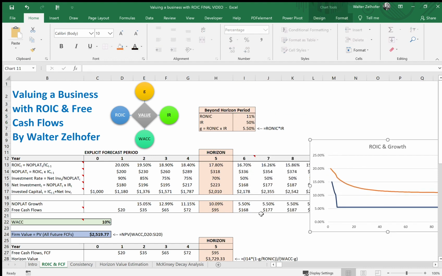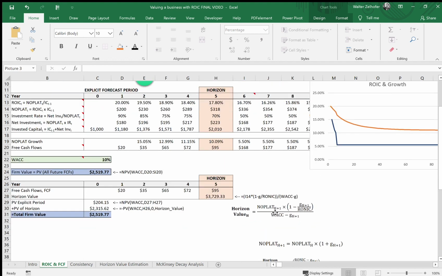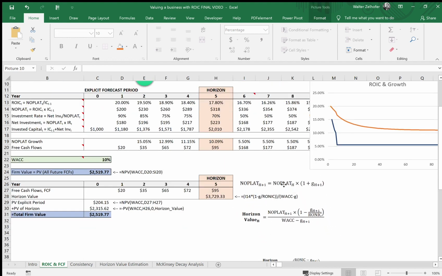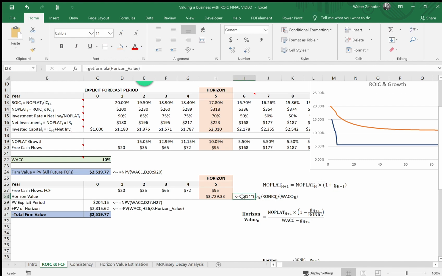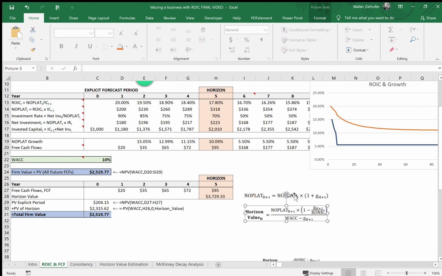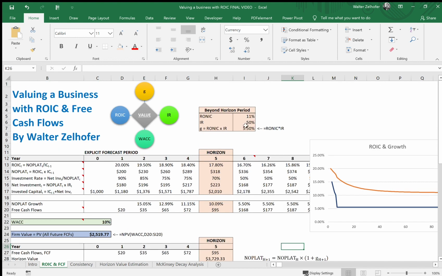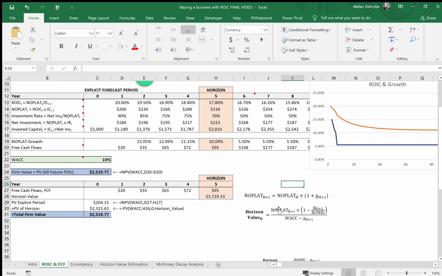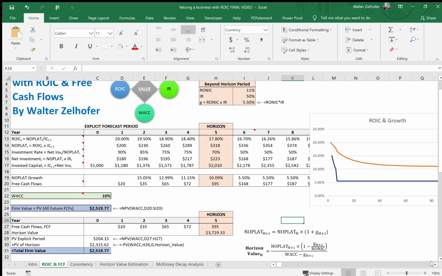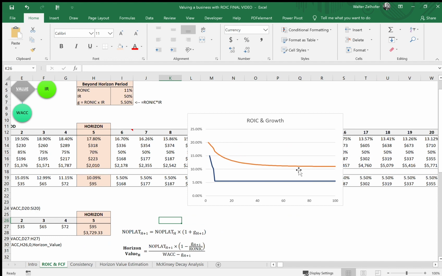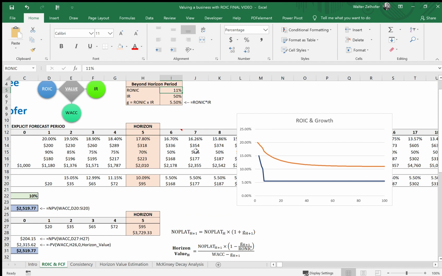Okay, and that's what this particular formula does if you make this assumption right here. Let me get rid of this so it's a little bit easier to see. If you make the assumption that your net operating profits after taxes grow by the growth rate that you have chosen at 5.5% forever, then when you apply the horizon value formula, the return on invested capital will slowly decay and converge to your targeted return on invested capital of 11%.